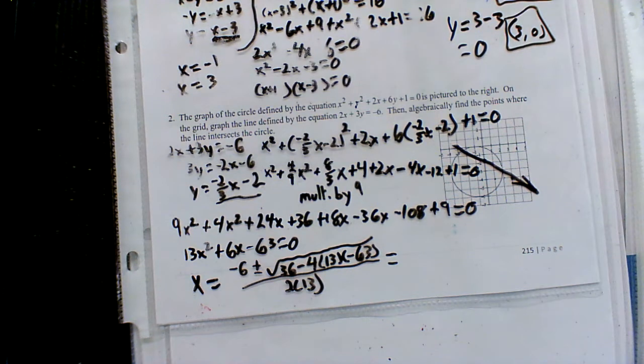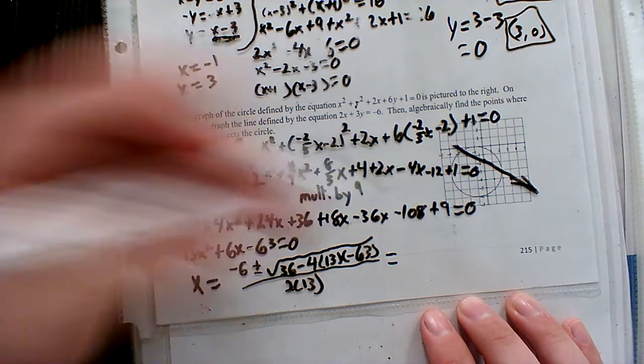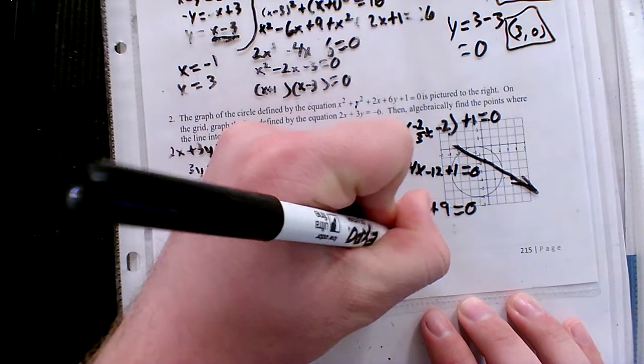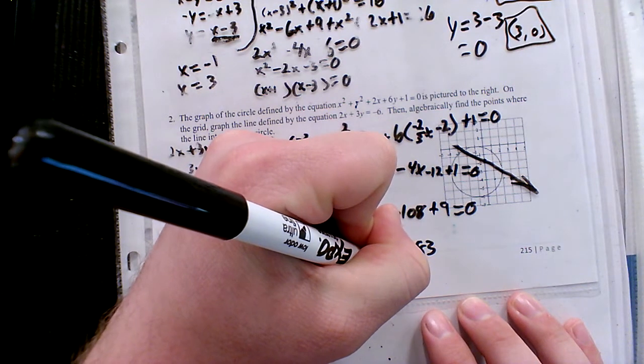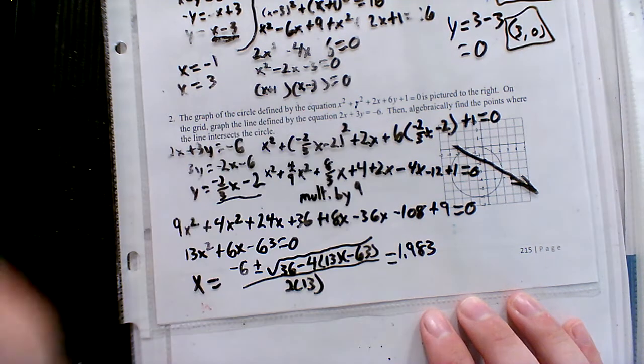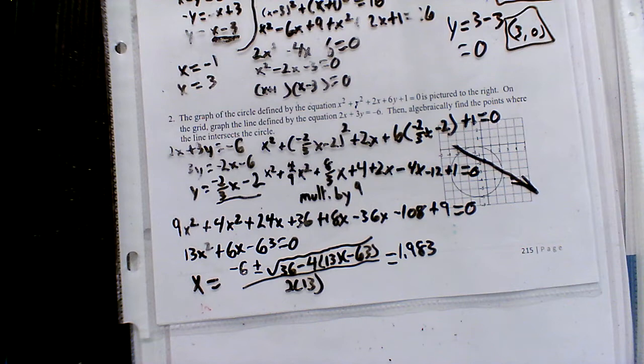Any luck? Anybody have any of the decimal answers? Okay, Kyle? Good, that's one of them. Anybody have the other one? Remember, you have the plus or minus, so that's why you get 2. You have the plus or minus, so you should get 2 different values.